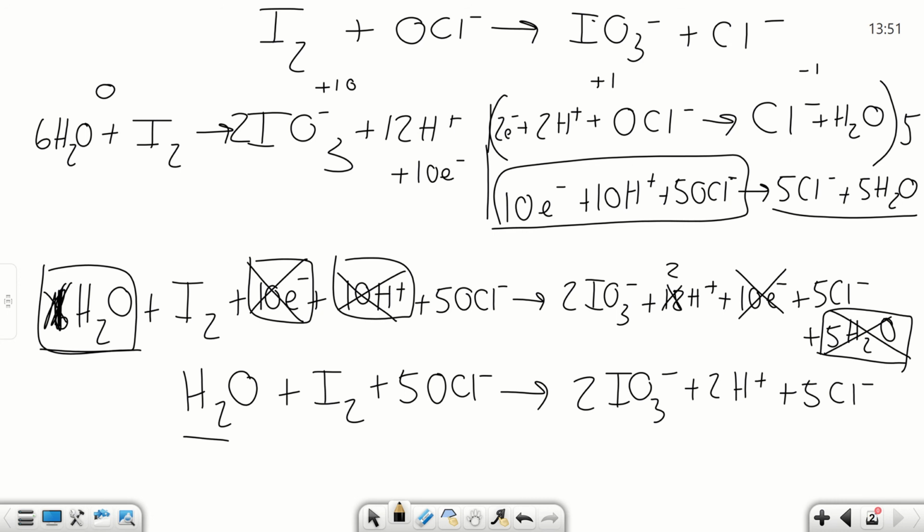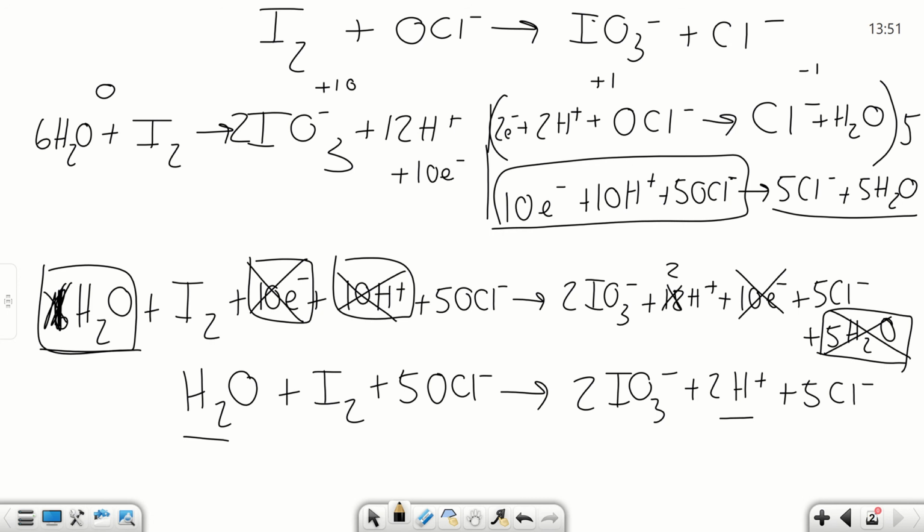I have 2 hydrogens, I have 2 hydrogens. I have 1 plus 5 oxygens, so that's 6. 2 times 3 is 6. I have 2 iodines, I have 2 iodines. I have 5 Cls, I have 5 Cls. Atoms look good, let's hope the charge is all good.